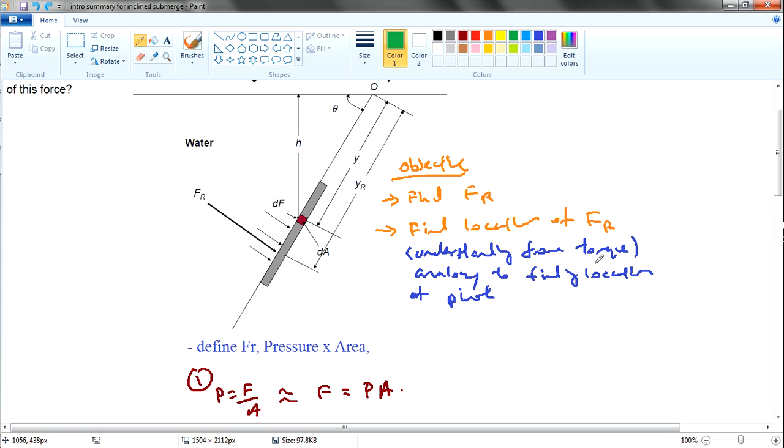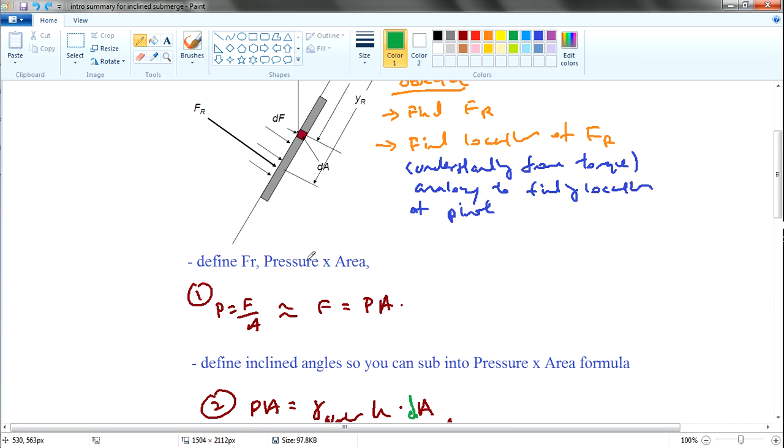So taking the concept of force times perpendicular distance, you would use this method to solve for the position where the center of force is.